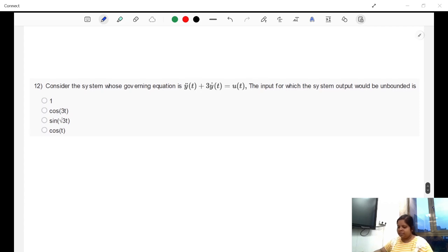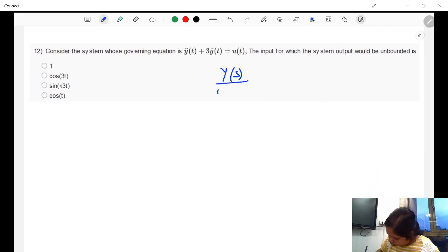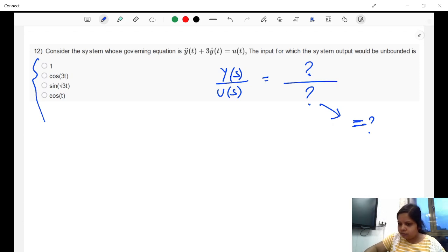Okay. Please answer this question. Solve this question for Y(s) upon U(s) and see what poles are coming, and which of these functions can disturb them. Then you will get the answer in very little time.